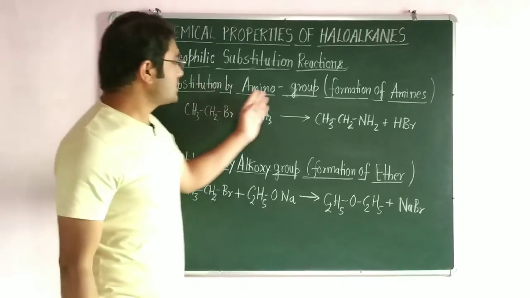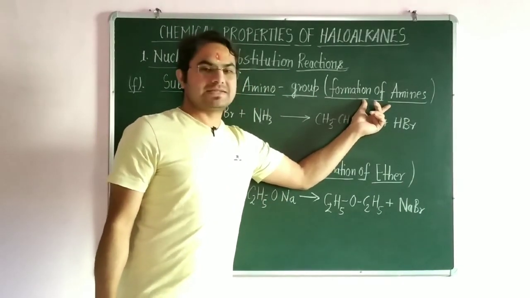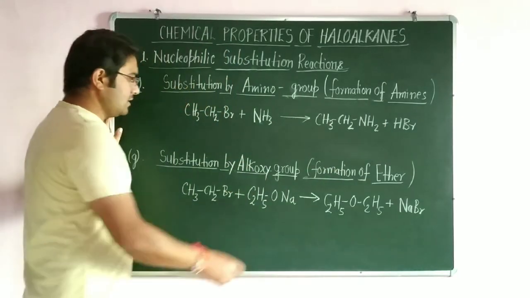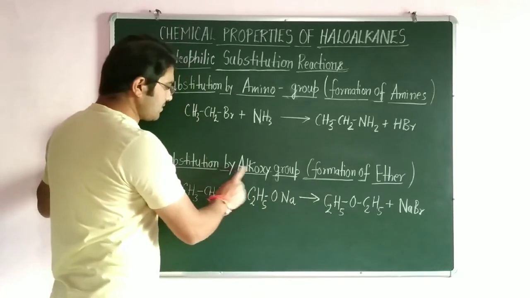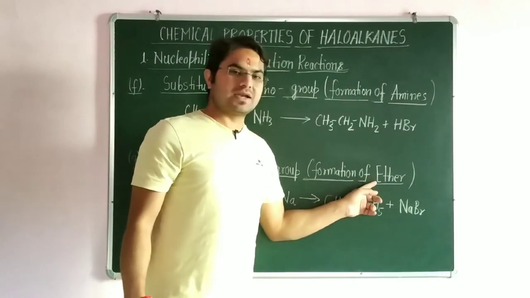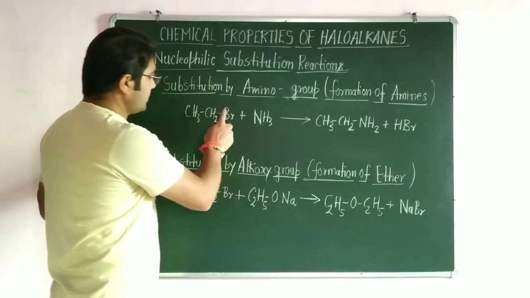Now the next substitution is by amino group, and that is known as formation of amines. So this is one of the functional groups, alkyl amines. And the second, also important, is substitution by alkoxy group, that is formation of another functional group, ether. The formula is ROR dash. So in the previous case, this first one.